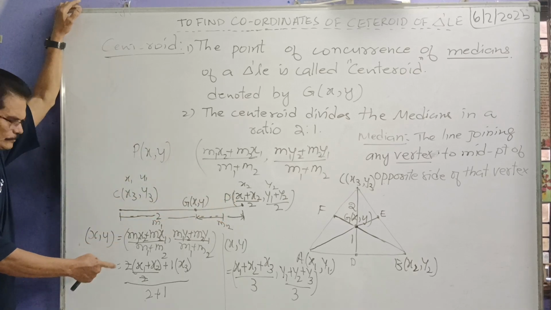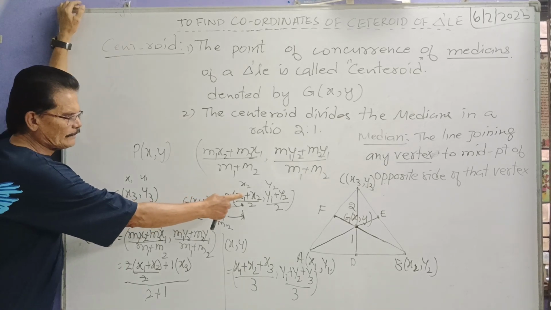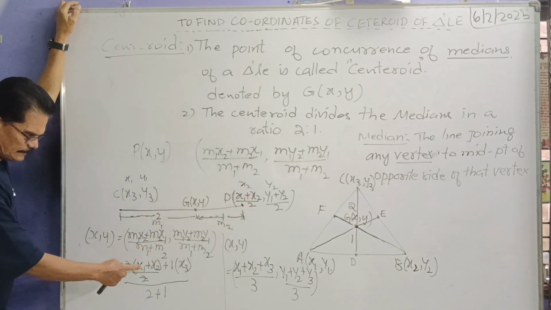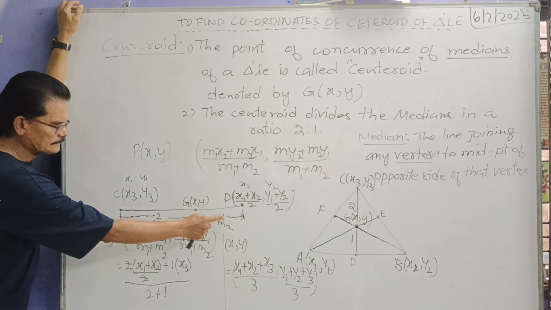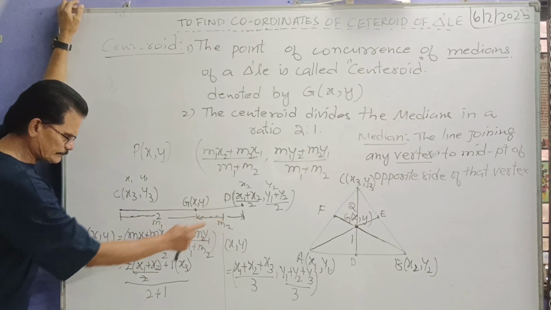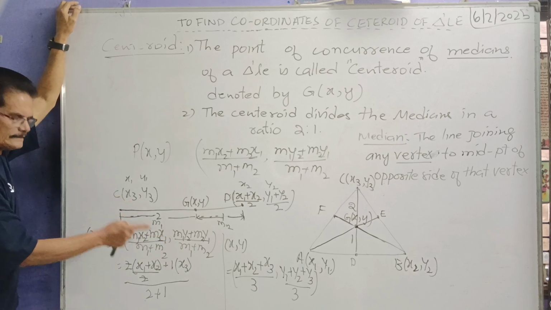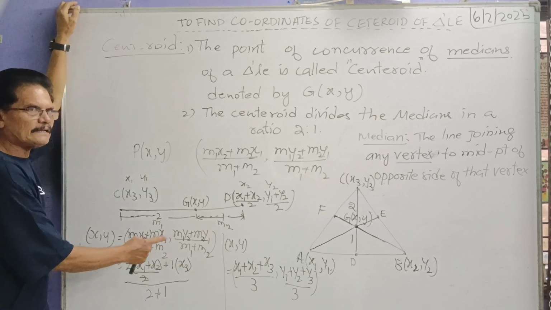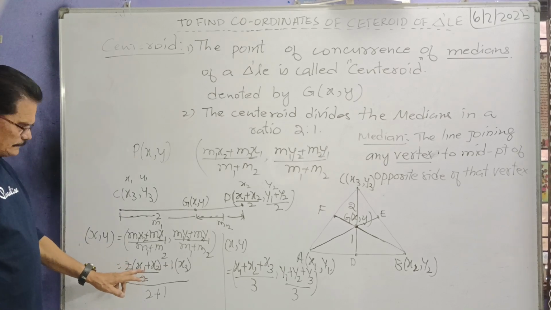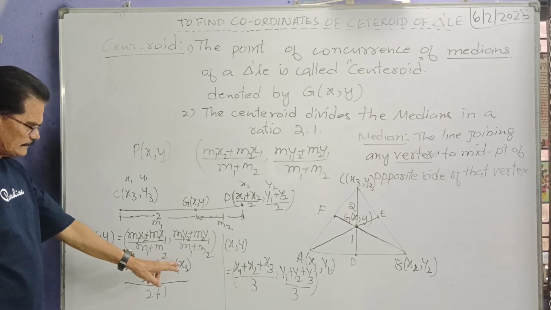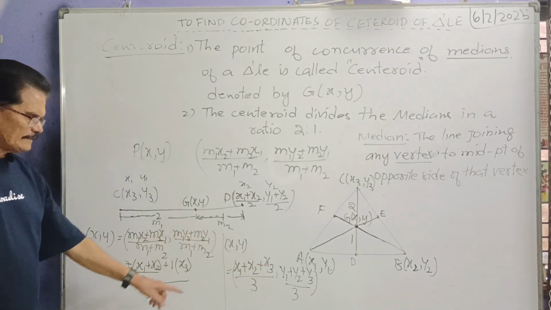Now just substitute. m1 is 2, x2 is x1 plus x2 by 2, plus m2 is 1 into x1, which means x3, by m1 plus m2, that is 2 plus 1. The 2s cancel. So we get x1 plus x2 plus x3 by 3, since 2 plus 1 is 3.